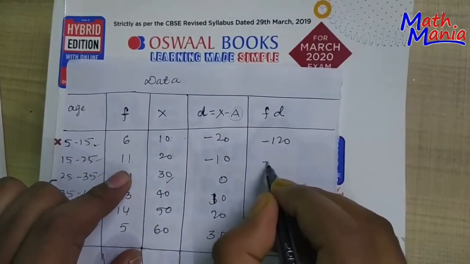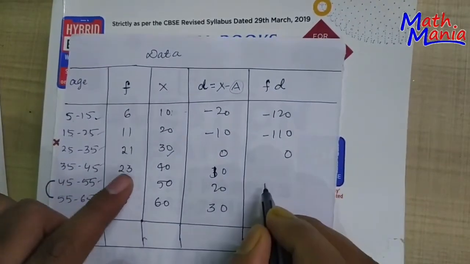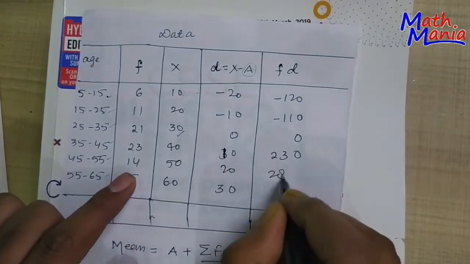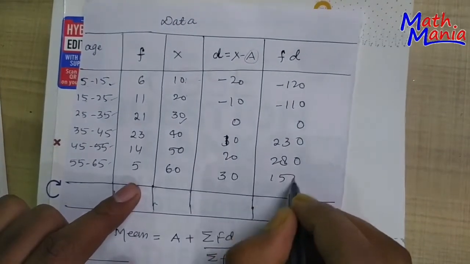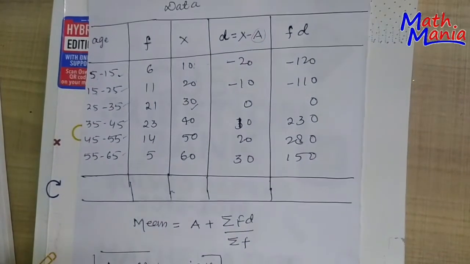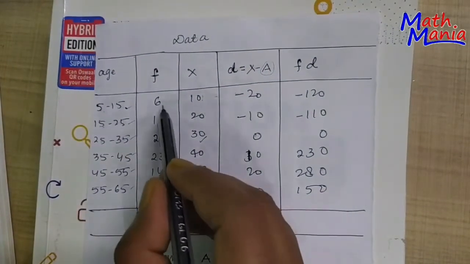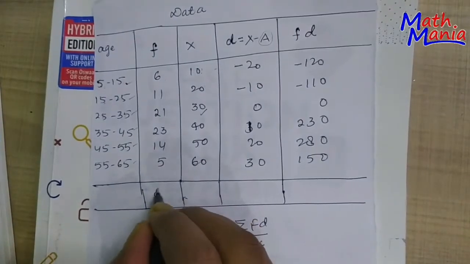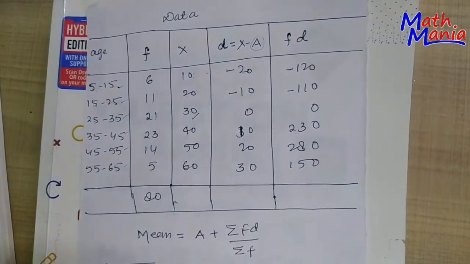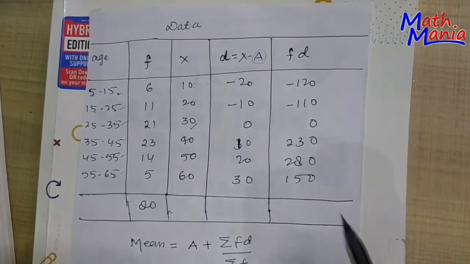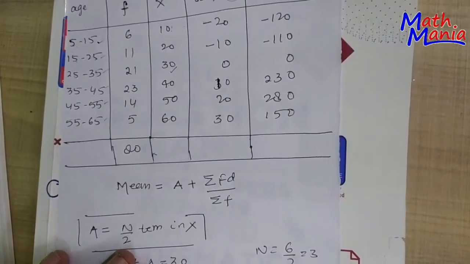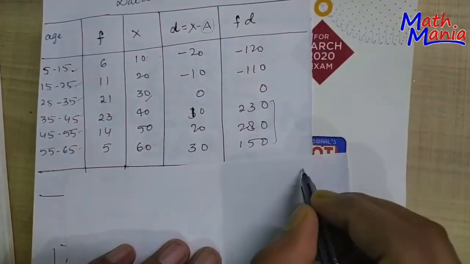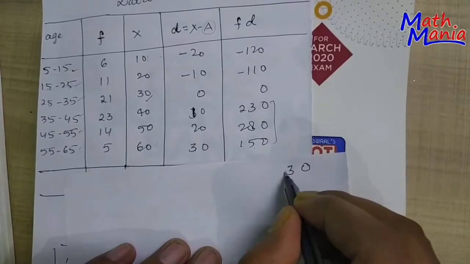Now we need to find f into d. 6 into minus 20 is minus 120, 11 into minus 10 is minus 110, 21 into 0 is 0, 23 into 10 is 230, 14 into 20 is 280, and 5 into 30 is 150. Now we need to find sigma f and sigma fd, means the column of f we have to add. We get the sum of sigma f equal to 80. After that we need to find sigma fd, means the addition of this column.